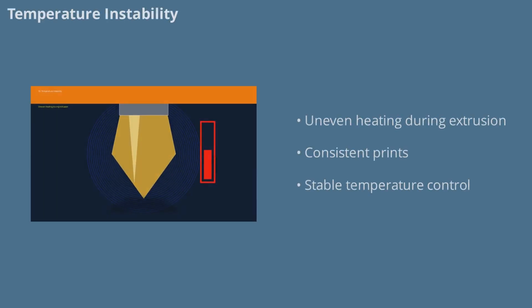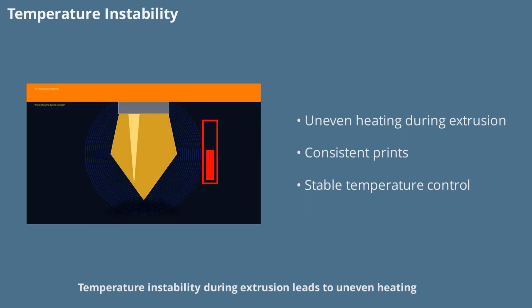Temperature instability during extrusion leads to uneven heating, which can cause inconsistent prints and defects. Causes include improper temperature settings, wet or low-quality filament, incorrect speed or retraction, and lack of maintenance. Effects are poor surface finish, weak layer bonding, print failures, and dimensional errors. Solutions involve cleaning or replacing the nozzle, using dry filament, optimizing print parameters, and calibrating the printer. Stable temperature control is key to reliable, high-quality prints.